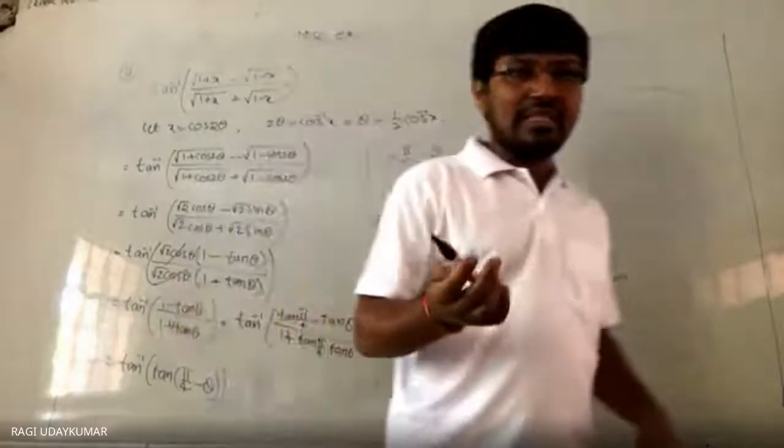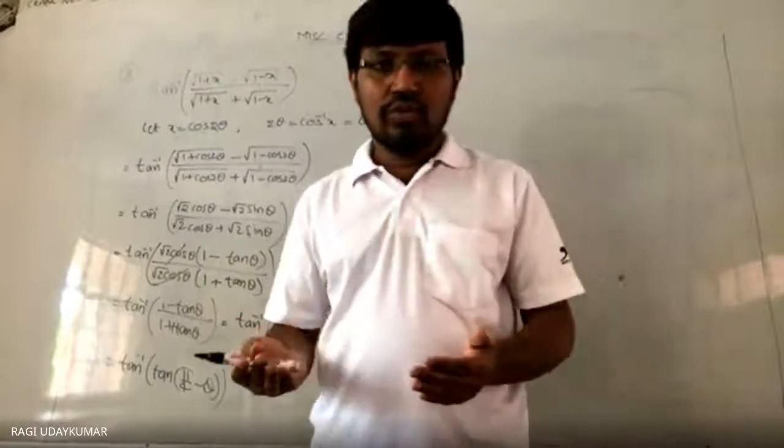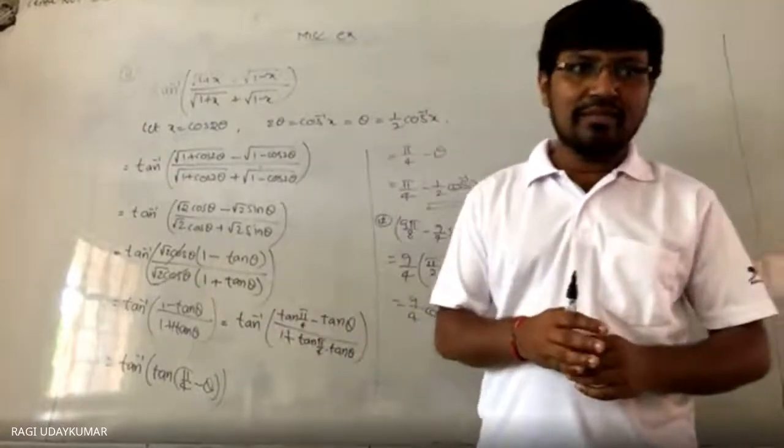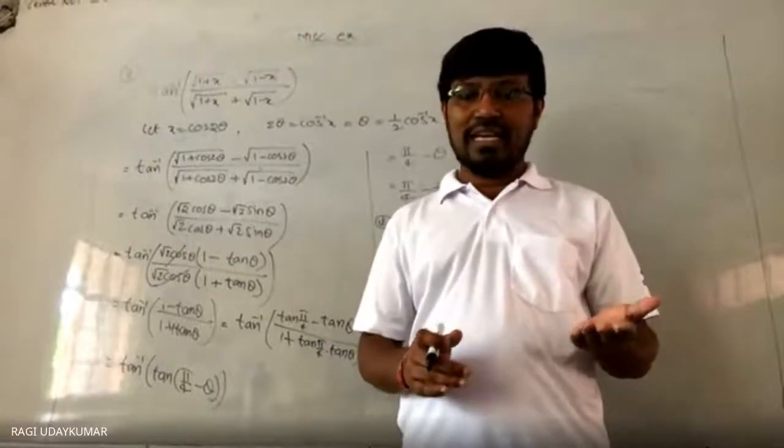So 9 by 4 cos inverse 1 by 3. Again, that cos inverse 1 by 3 should be converted into sin inverse. You know how to convert it into sin, right?